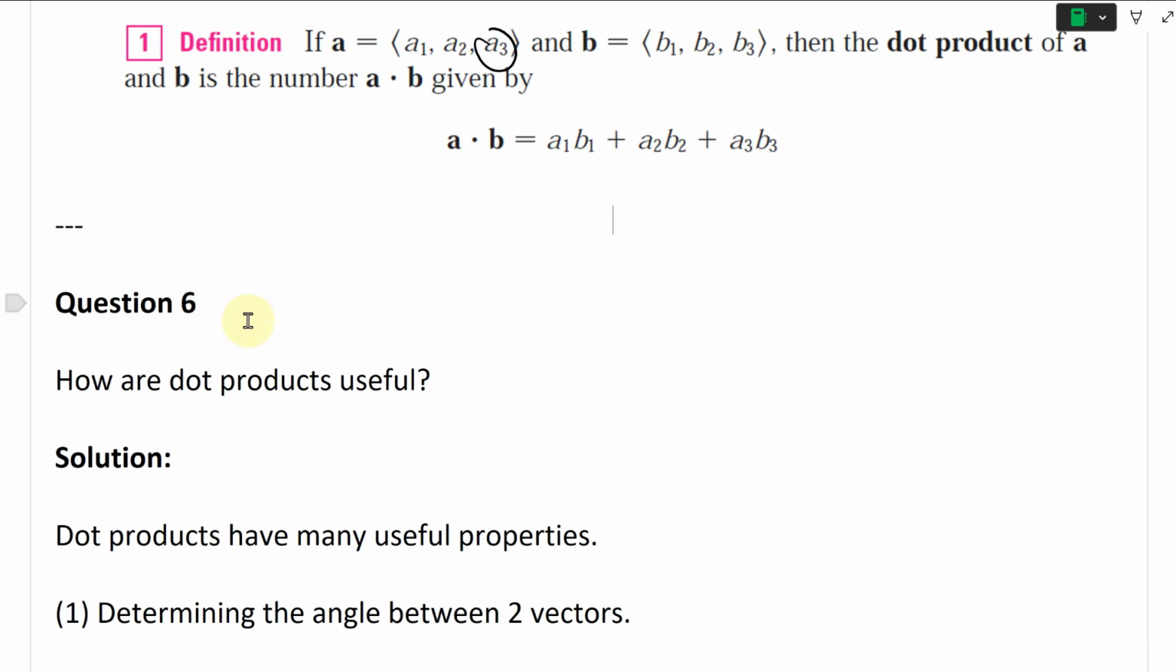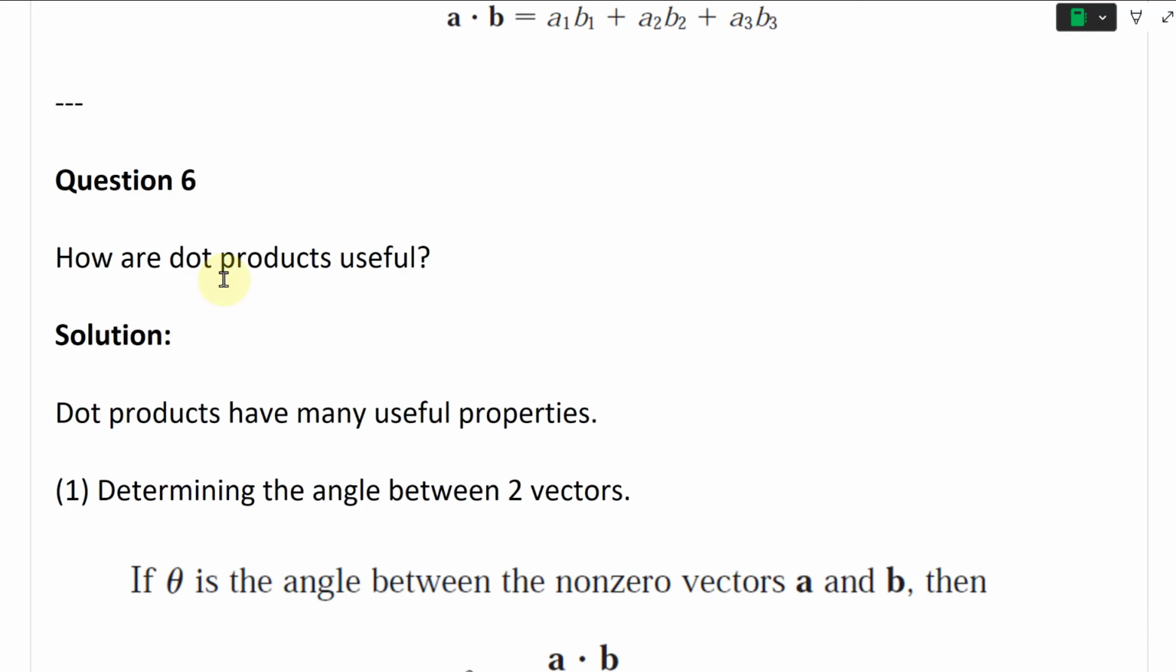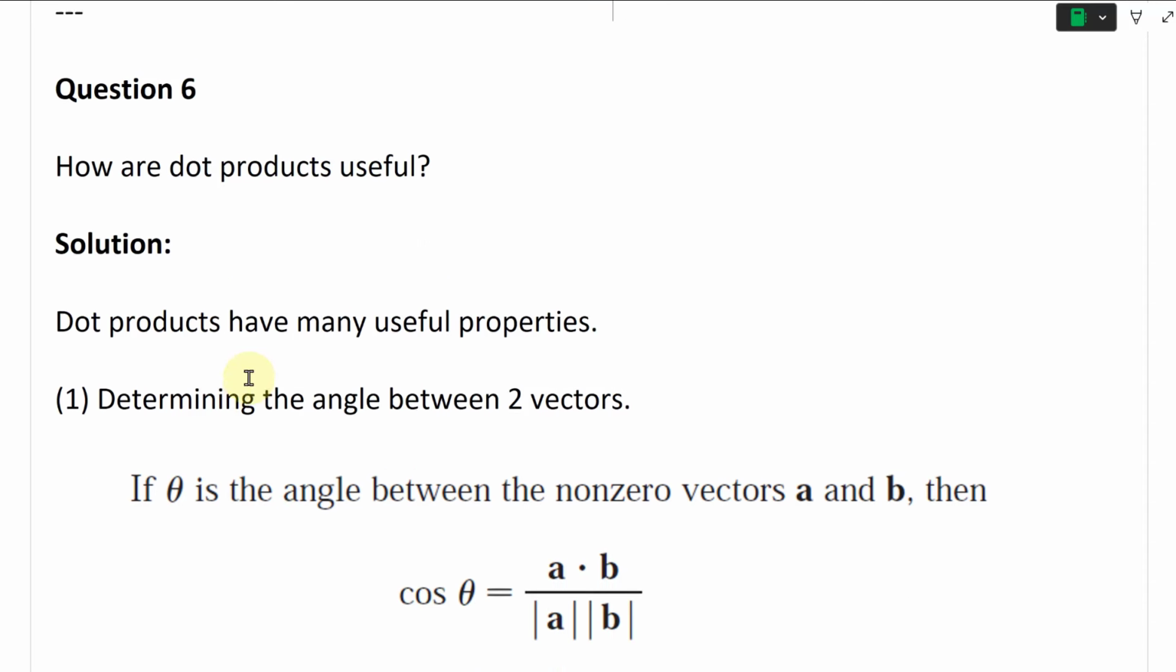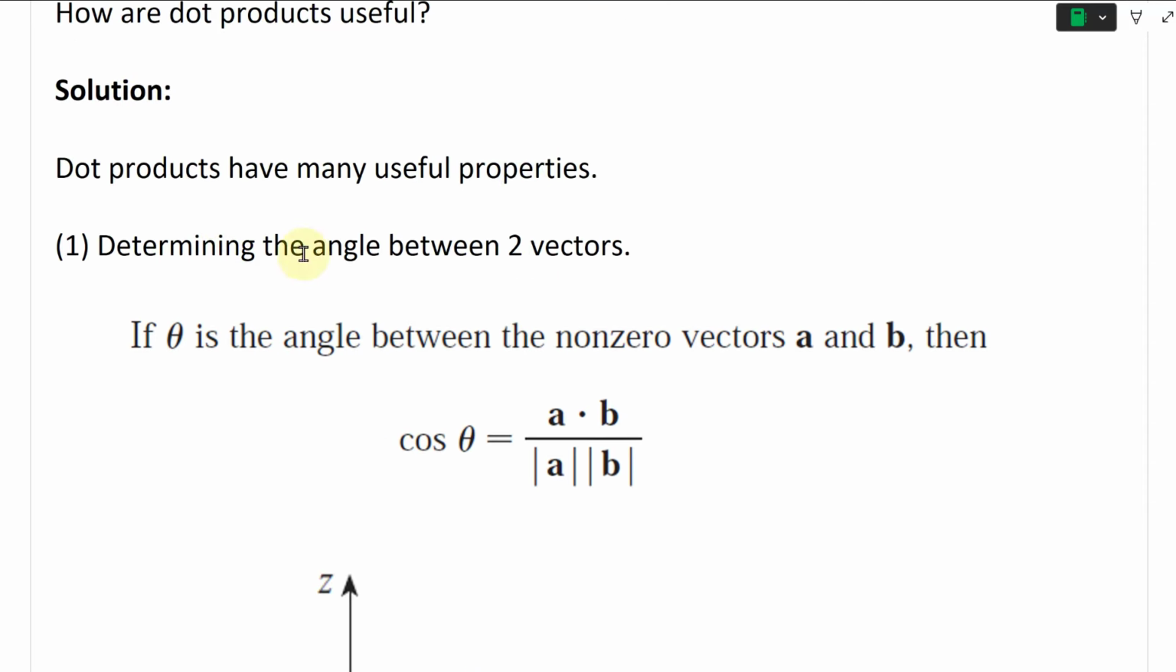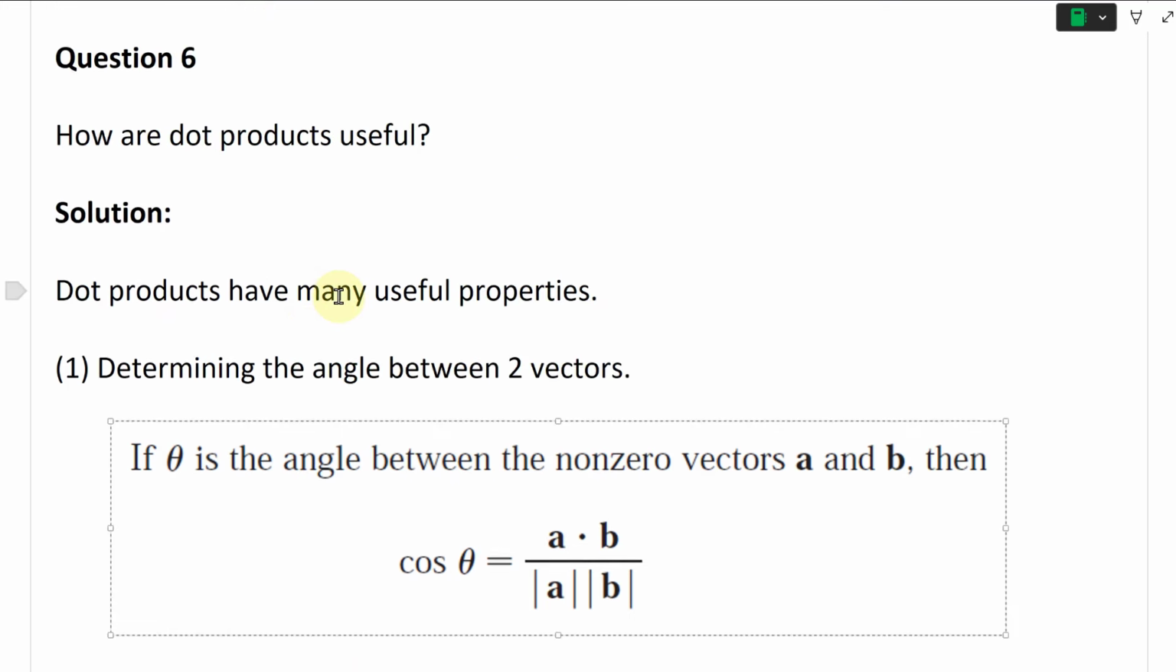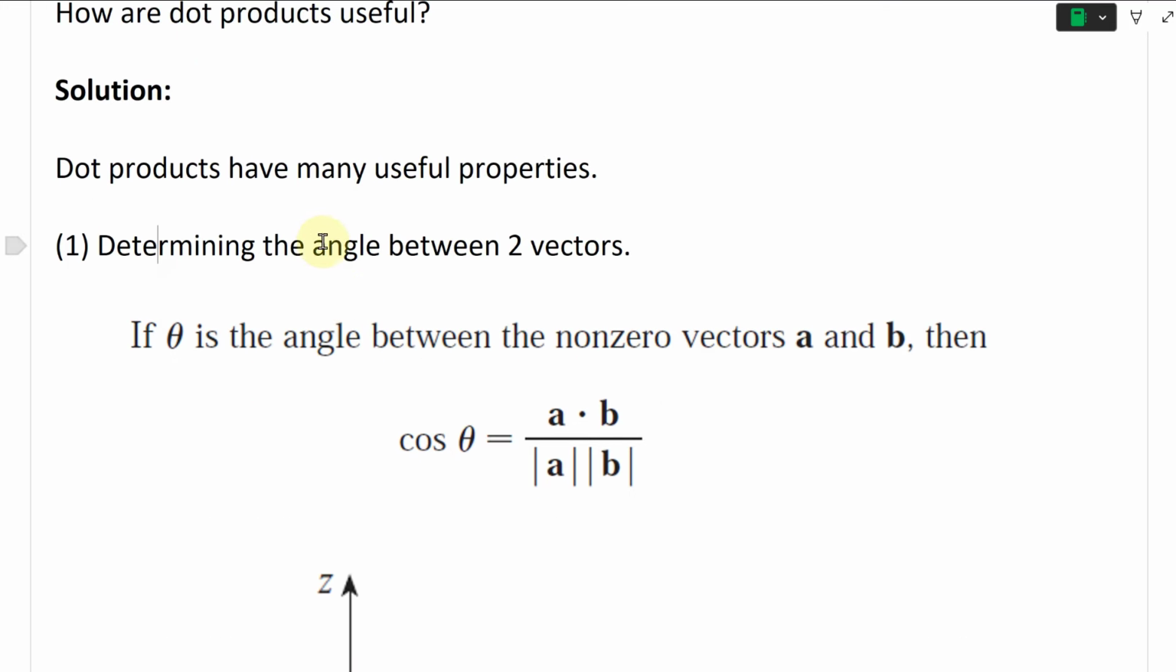All right, and then question 6, we're asked, how are dot products useful? If you look at the solutions, dot products have many useful properties. One of them here, I actually used ChatGPT for this. The calculus book didn't specify exactly all the useful cases, but anyways, they did a lot of them. They just didn't state them directly.